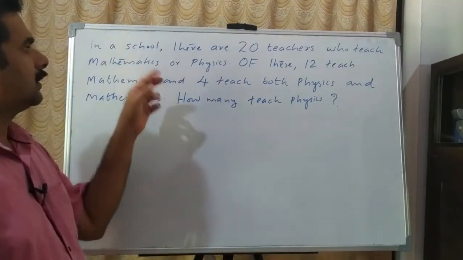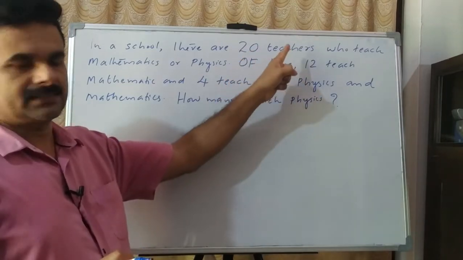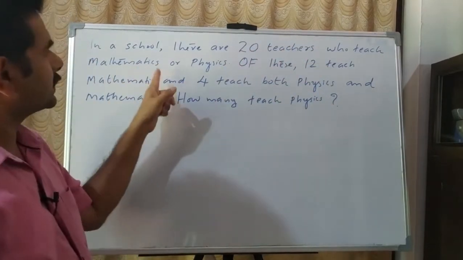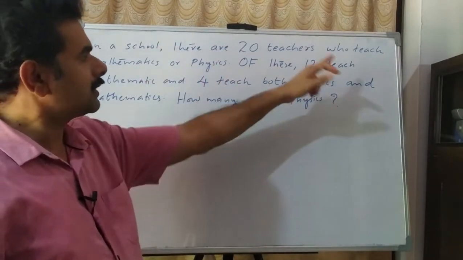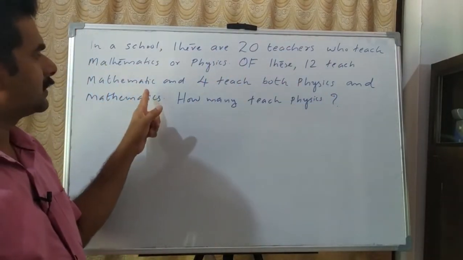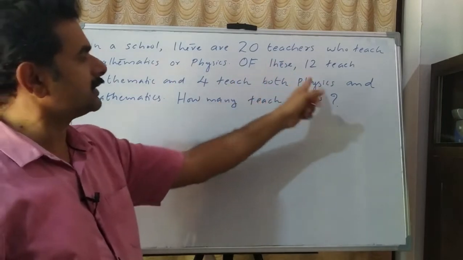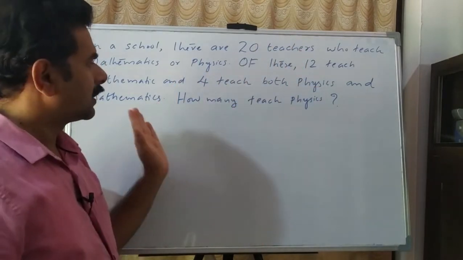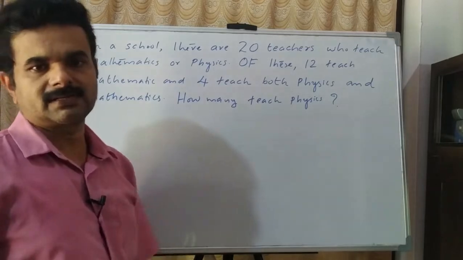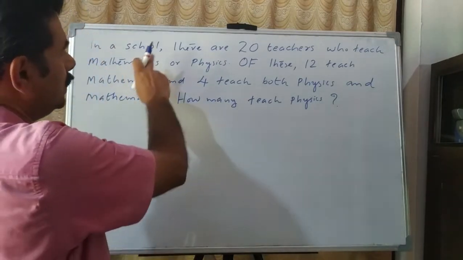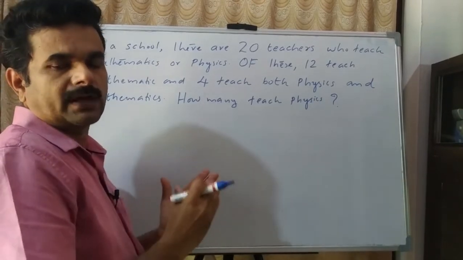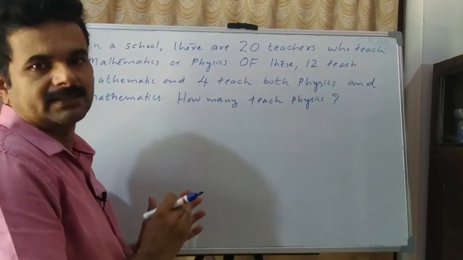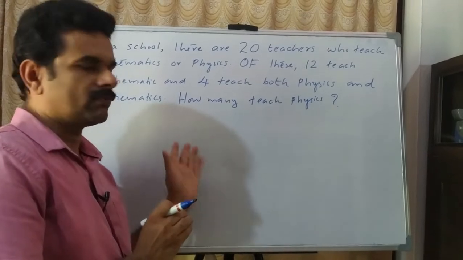In a school, there are 20 teachers who teach mathematics or physics. Of these, 12 teach mathematics and 4 teach both physics and mathematics. How many teach physics? Very simple question. In a school, there are 20 teachers. What are the two types of sets to be mentioned here, for mathematics and for physics?